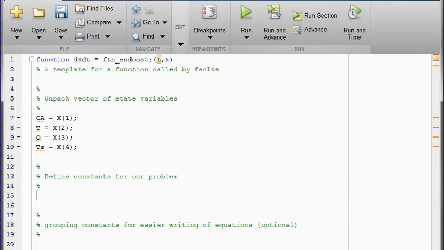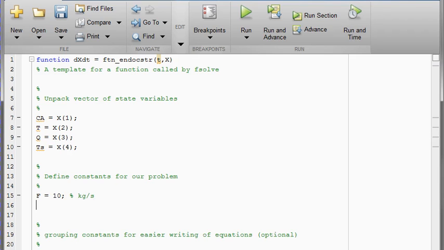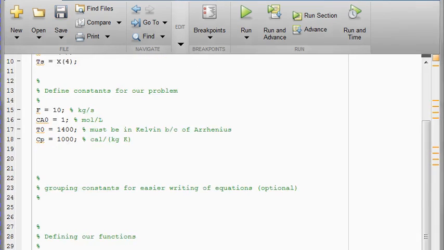Okay, so now we want to define our constants for our problem. So first we have our flow rate F is equal to 10, and that's in kilograms per second. We have Ca0 is equal to 1, and that's moles per liter. We also have several other constants in our problem, like the temperature of the feed should be 400 Kelvin, and the heat capacity of our fluid, which is roughly the heat capacity of water.